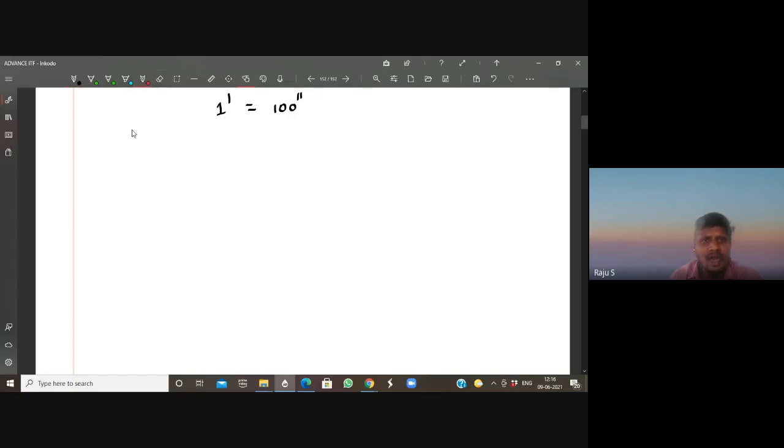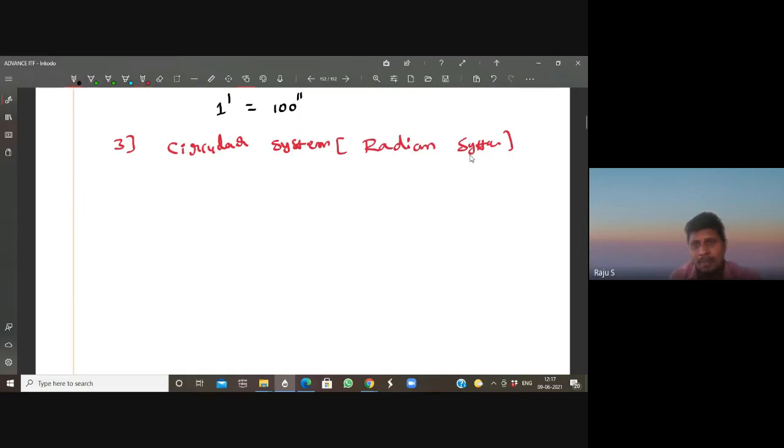So these are the last one, the third one. What is this third system? The third one is the circular system actually. Another name is the radian system. Most of them we remember as radians. Radians are nothing but pi by 3, pi by 2, pi by 6, pi, 3 pi by 2, 5 pi by 6. Like a degree, we can convert it into radians. Most of the questions ask to convert radians into degrees, degrees into radians.